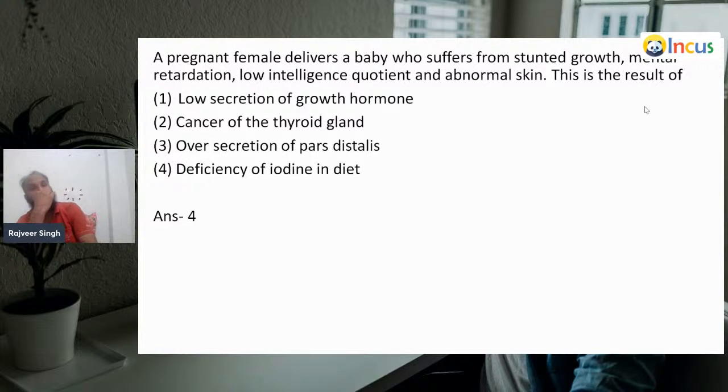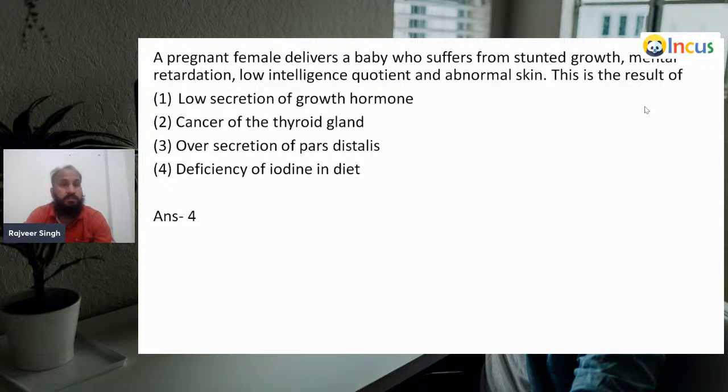Next one. A pregnant female delivers a baby who suffers from stunted growth, mental retardation, low intelligence quotient, and abnormal skin. Low secretion of growth hormone, not right. Cancer of the thyroid gland, not right. Oversecretion, no, this is also wrong. Deficiency of iodine in the diet, yes.